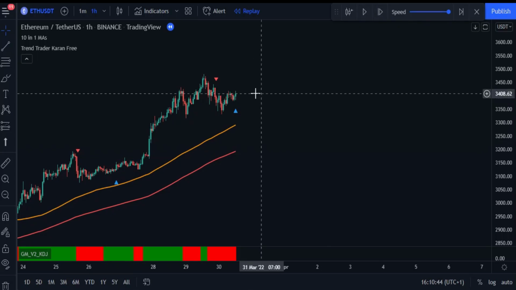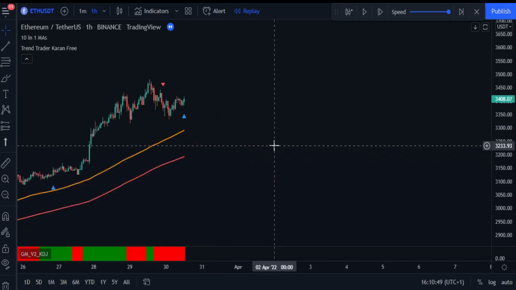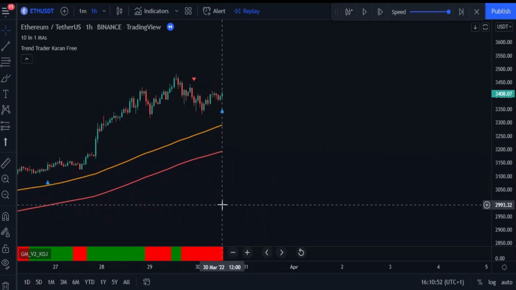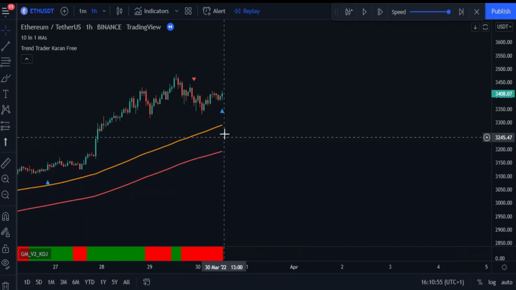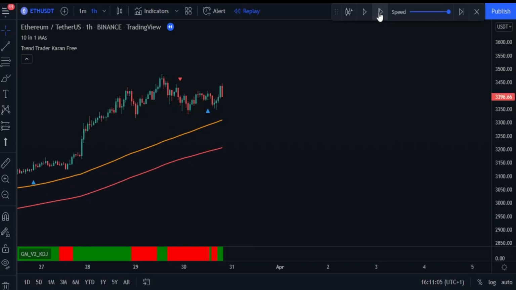Well, here we see that the buy signal has appeared and it is above the moving average lines, but when we see the KDJ filter, we notice that it is still red, and this means that it is a false signal that has been eliminated. Let's continue and see how the next signal will be.